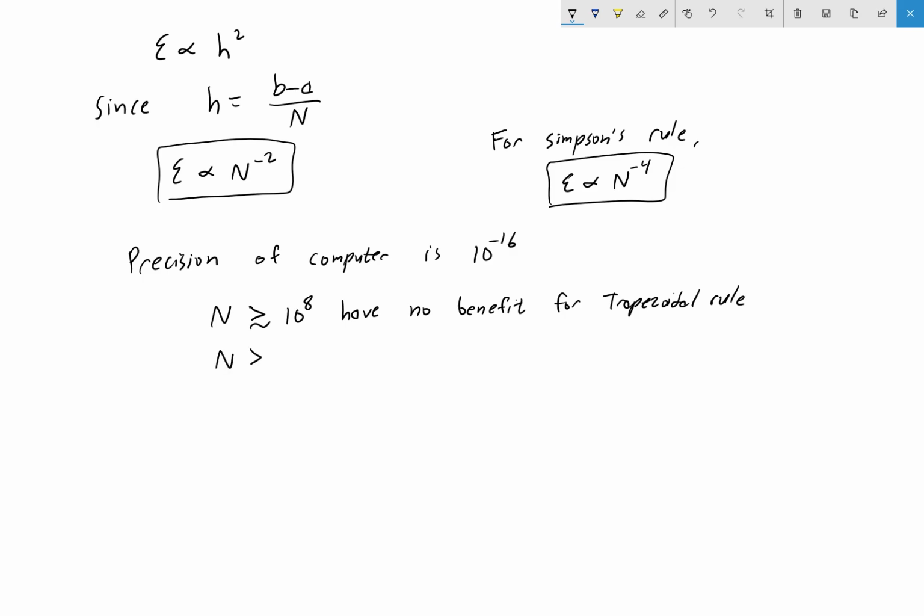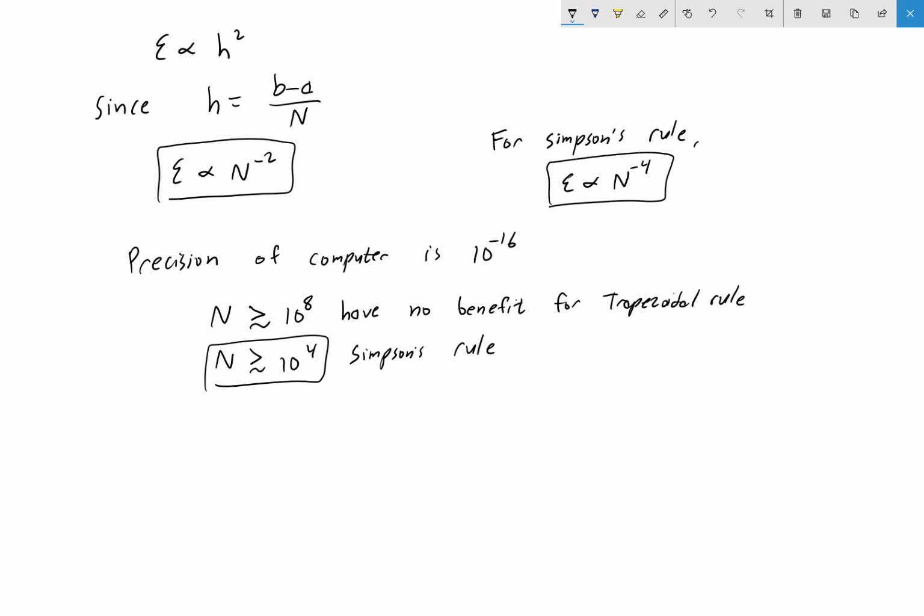And that would be n greater than about 10 to the 4 for Simpson's rule. Since Simpson's rule is not that much more complicated than the trapezoidal rule, and 10 to the 4 points is not that big a deal for a computer at all, that's sort of your ideal for this style of integrator: have 10,000 points, use Simpson's rule, and you can get pretty accurate estimates for the integral.